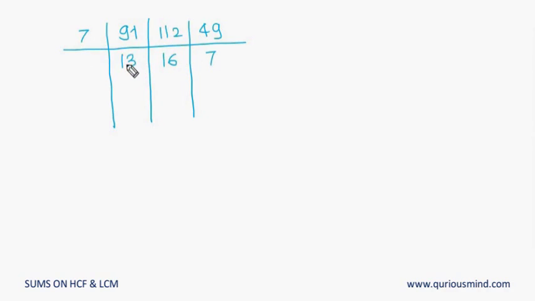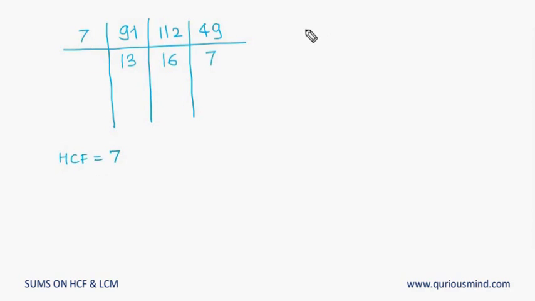So now let's check which is the smallest number. 7. Is 7 a factor of all of them? No, it is not. So we cannot go further. We know there is not going to be any factor which is going to be common. So our HCF in this case is 7.